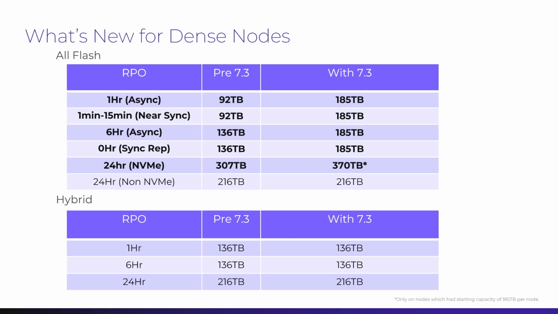And then for hybrid nodes, there is no change in terms of the capacities that are supported with 7.3. For all the RPO values, they are still at 136 terabytes.